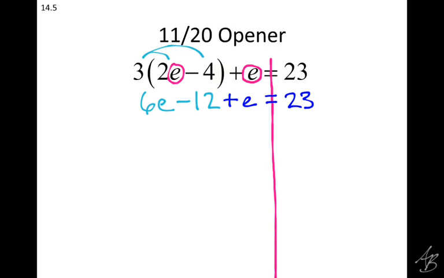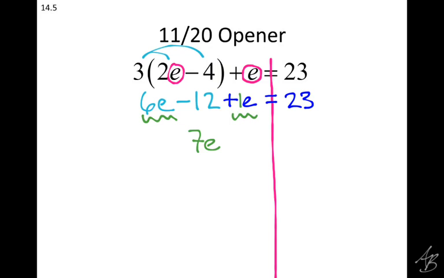After we distribute, what can we do next? We can combine like terms now. Do we have any like terms that we can combine? Yes. Which ones? The 6e and the e. So what is 6e plus e? 7e. How'd you get 7e? Yeah, the e has a 1 in front of it. So it's 6e plus 1e, which is 7e.